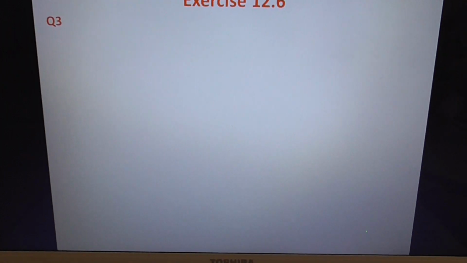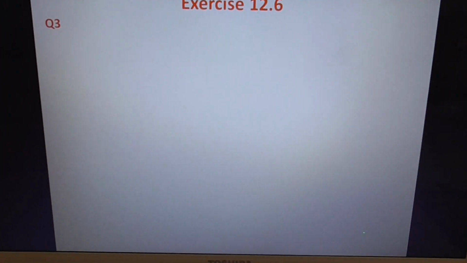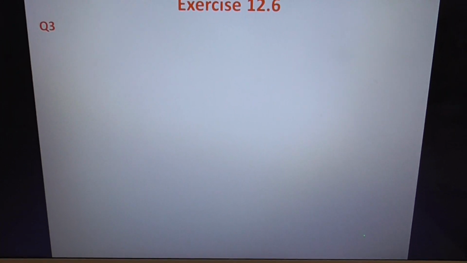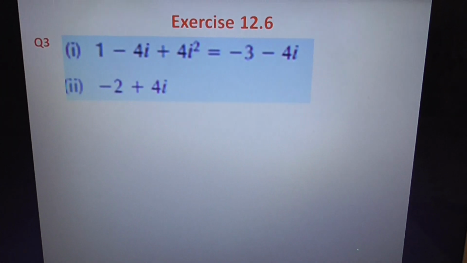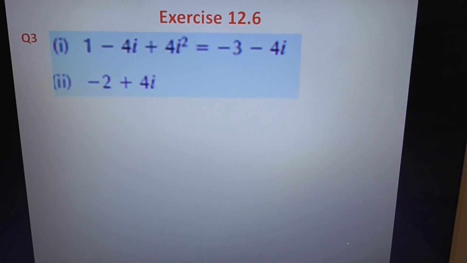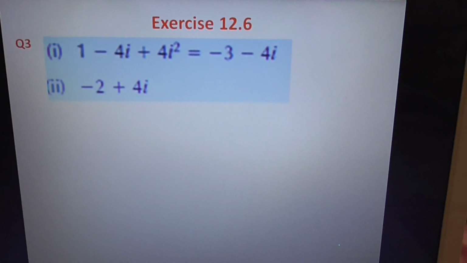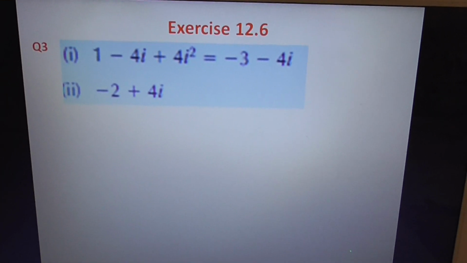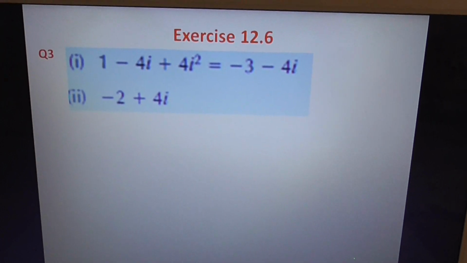Okay, so question 3. Evaluate the following. 1 minus 2i, squared. So it's the bracket by the bracket. Square out the bracket and you should end up with minus 3 minus 4i as your answer. Part 2. Minus 2, bracket 1 minus 2i. So multiply into the bracket by the minus 2. You should get minus 2 plus 4i.